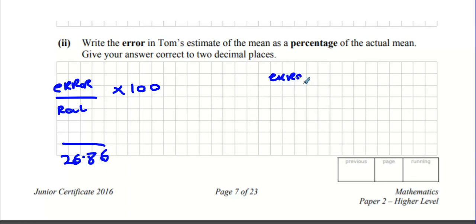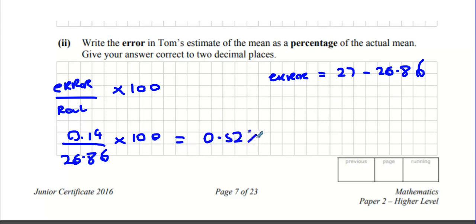Error is 27 minus 26.86, which is 0.14. Then we multiply that by 100, and what we get is 0.52% error. So look, it's still pretty accurate. 0.5% is pretty close in my opinion.